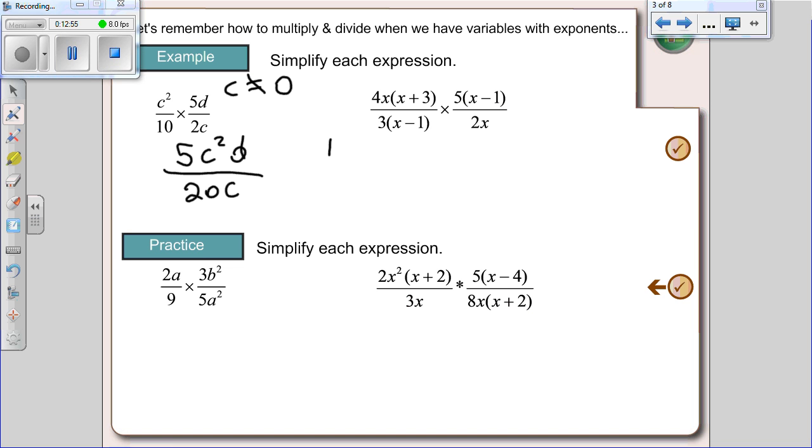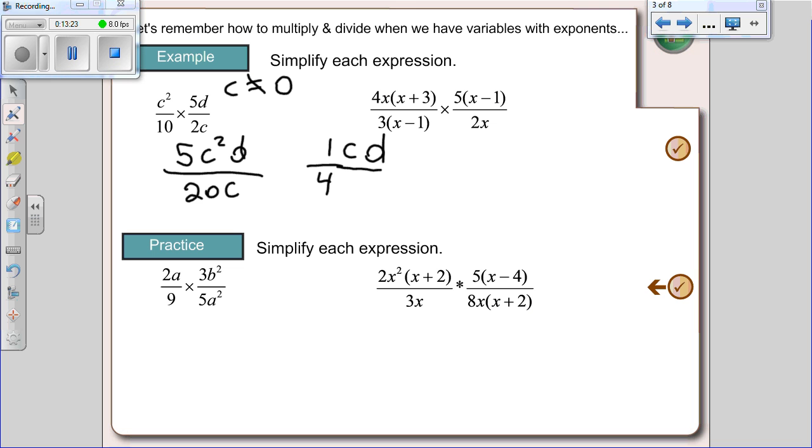You have 2 c's on the top, 1 on the bottom. That simplifies to be 1 c on the top. You have 1 d on the top, no d's on the bottom. The 1 d on the top stays. That's your answer. You don't have to write the 1. You just go CD divided by 4, where C can't equal 0. That would be your answer. If you have a question, throw a hand up and I'll answer it.